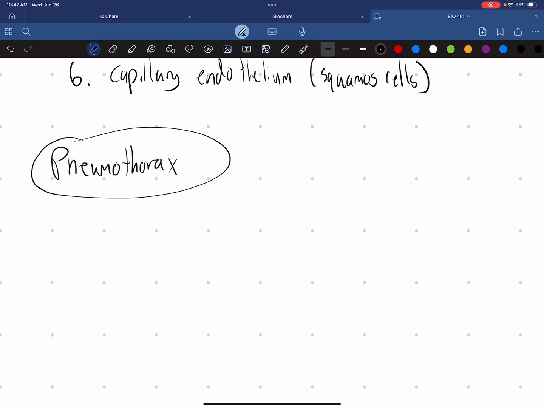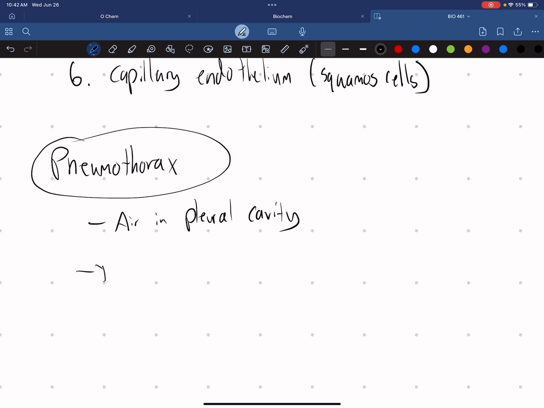So a pneumothorax can be defined as air in the pleural cavity. So we know that the pleural space is what leads to this idea of our vacuum and our negative pressure. So if we have air in this pleural cavity, then that can be a big problem.